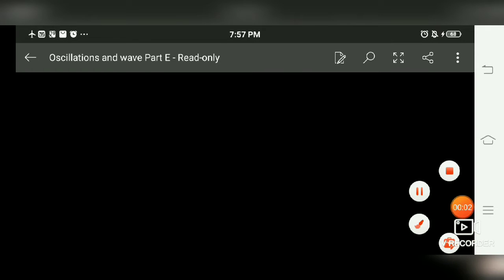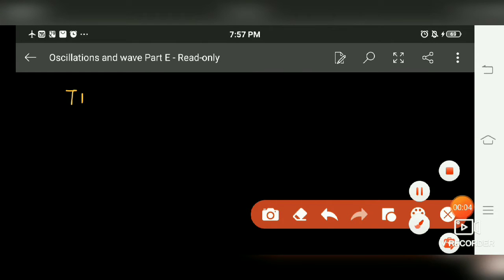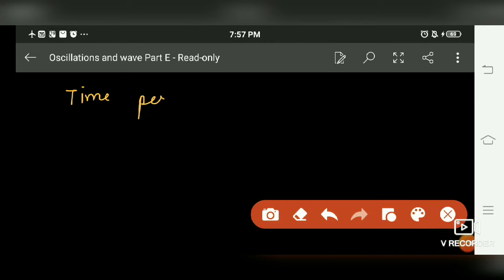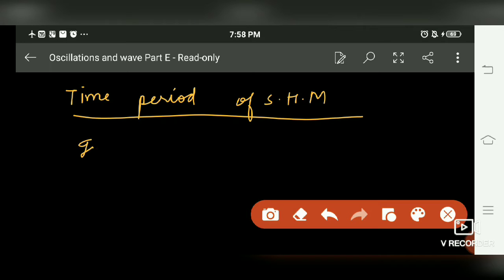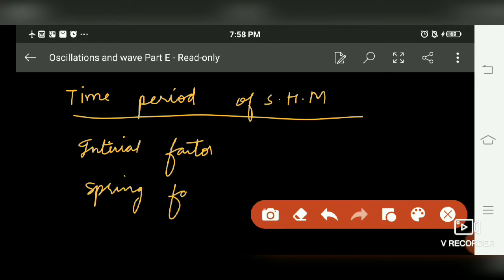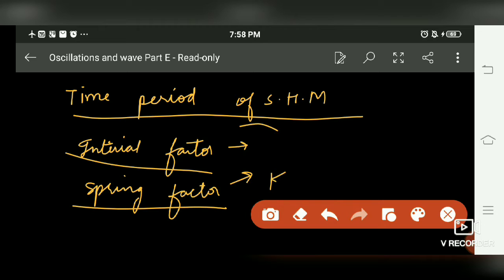The formula for time period of simple harmonic motion, in terms of inertial factor, means mass, and spring constant, that means K. The value of the spring constant and inertial mass is different in different cases. This is K, this is inertial mass, which is different in different cases, as we'll find discussed later.